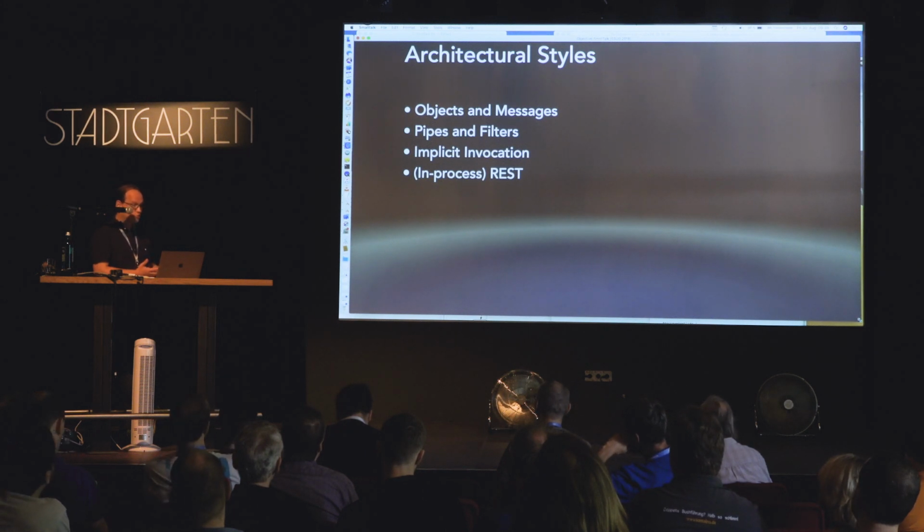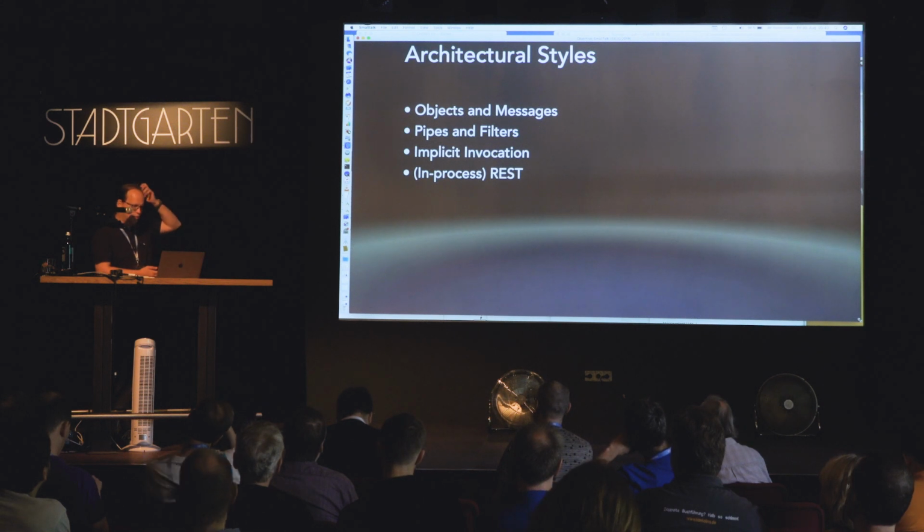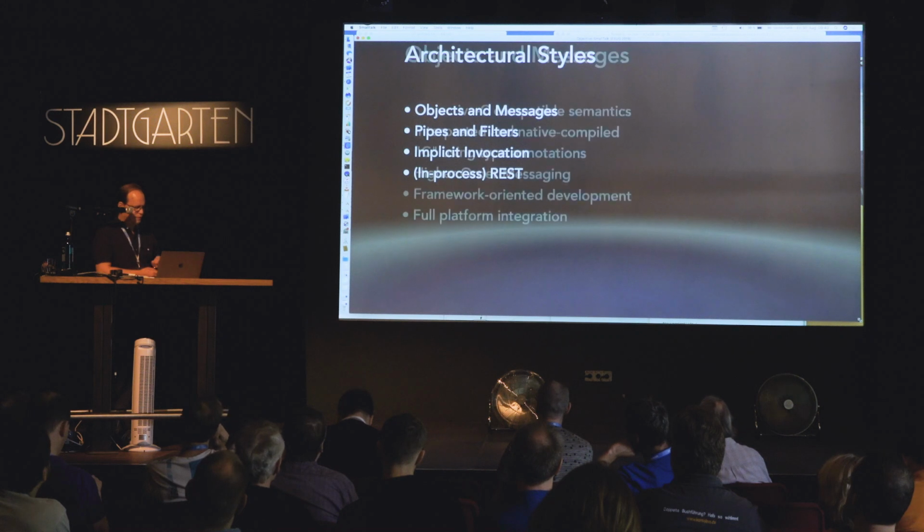Of course, objects and messages, we're going to keep that one. Pipes and filters are really nice. They have very, very useful properties, and I had uses for them. Then there's implicit invocation for MVC and constraints. And then there's REST, and there's a story with that.